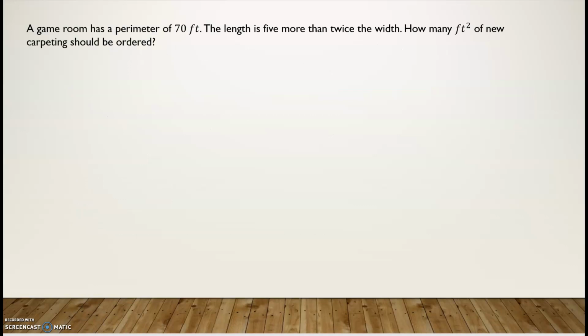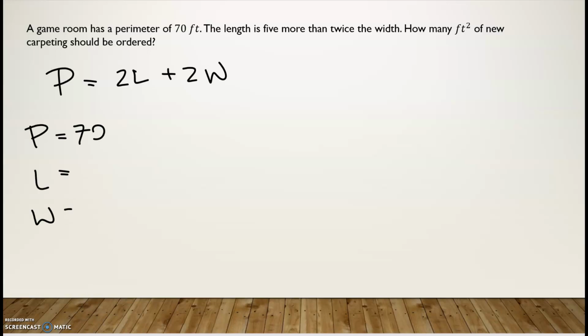A game room has a perimeter of 70 feet. The length is 5 more than twice the width. How many square feet of new carpeting should be ordered? So we've got perimeter is 2 times length plus 2 times width. They say that the perimeter is 70. Now we've got length and we've got width. We're going to try to get both of these in terms of x. The length is 5 more than twice the width.